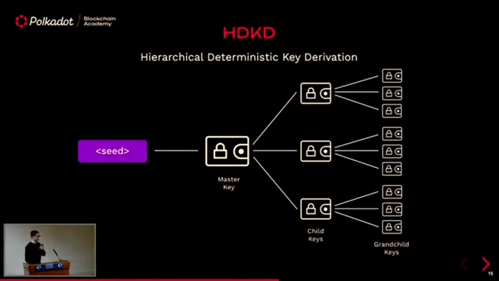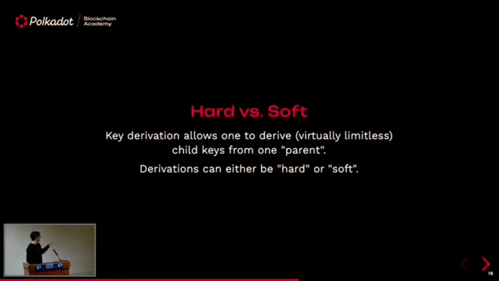I see a hand, but I will get to the hand in another few slides. So key derivation has two rough forms, hard versus soft derivation. Key derivation in general lets you derive as many child keys as you want from one, quote-unquote, parent key. Hard and soft derivation potentially preserve different relationships. There's also a little bit of a terminology difference between different forms of security discussion, Bitcoin, and Substrate in how we call these different derivations.